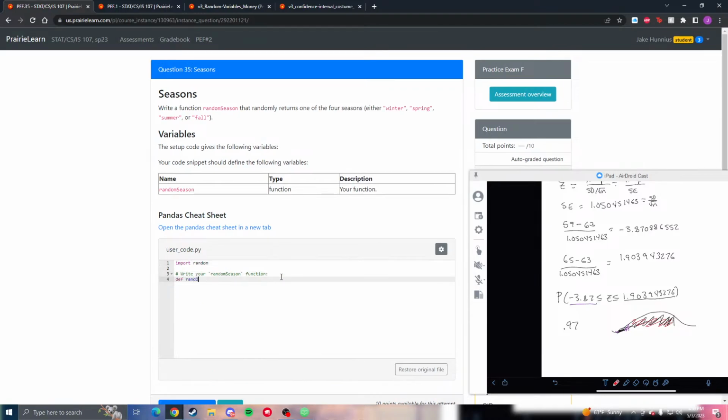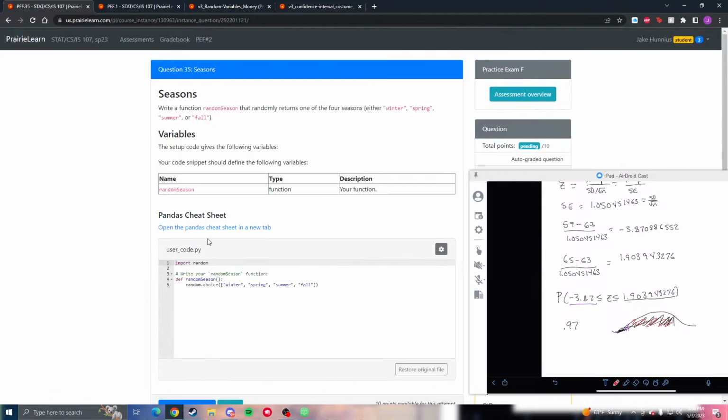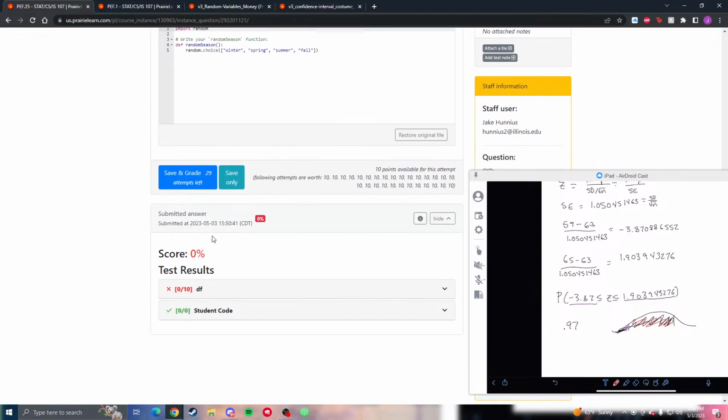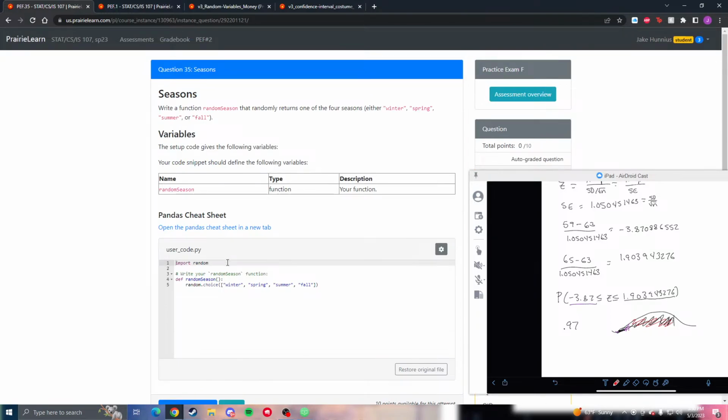So def random_season is a function, so that's how you create a function. And you're just doing a random.choice, and because it's a list of strings, you can't do random.randint. So you're only choosing from those four choices. And I did something wrong. Oh, I didn't return this. You just gotta return that.